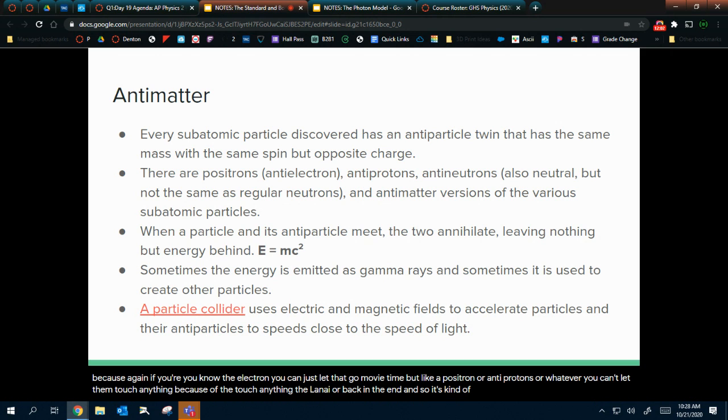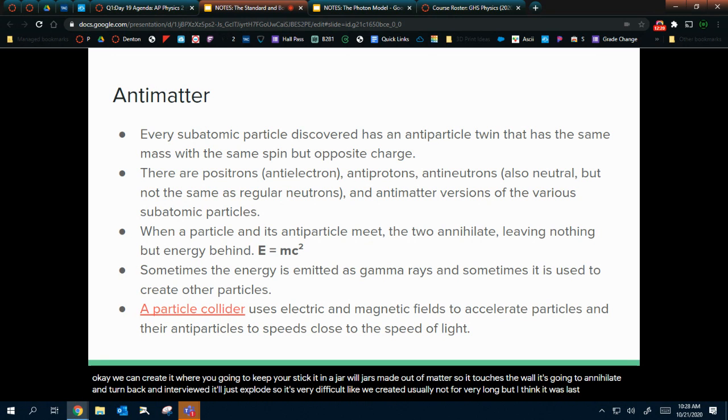And so it's kind of funny, because if you think about it, okay, we can create it, where are you going to keep it? You're going to stick it in a jar? Well, the jar is made out of matter, so if it touches the wall, it's going to annihilate and turn back into energy, and it'll just explode. So it's very difficult. We can create it, but usually not for very long.